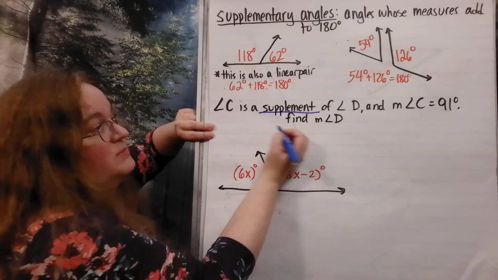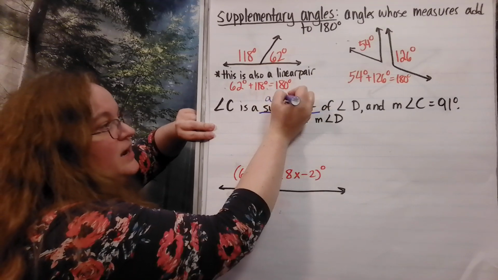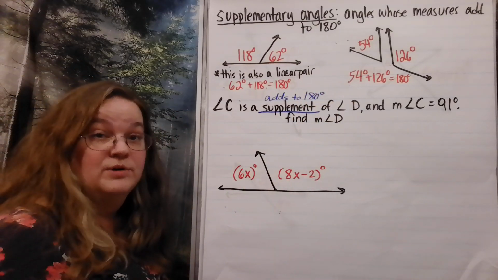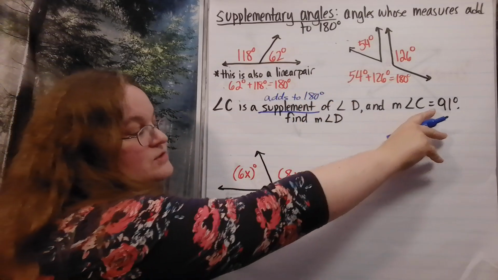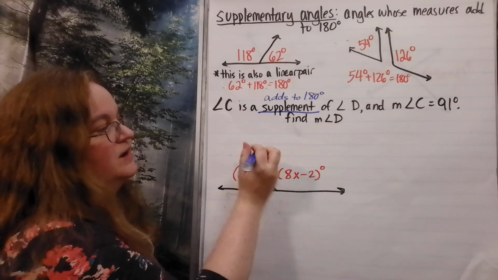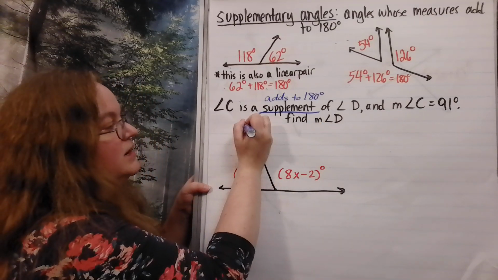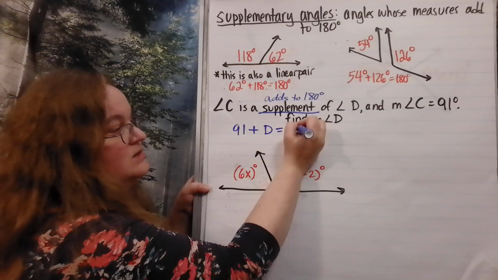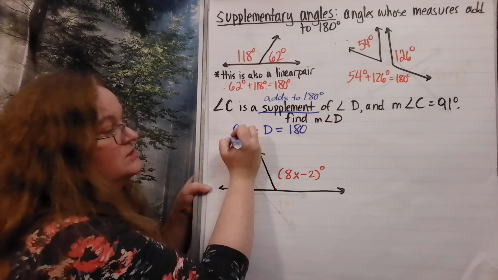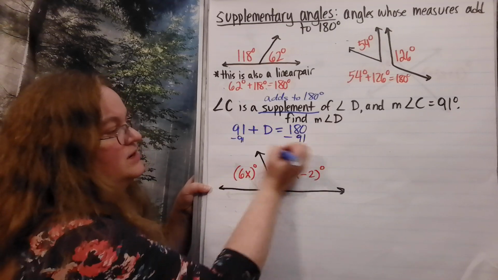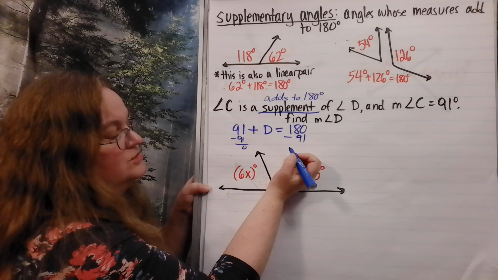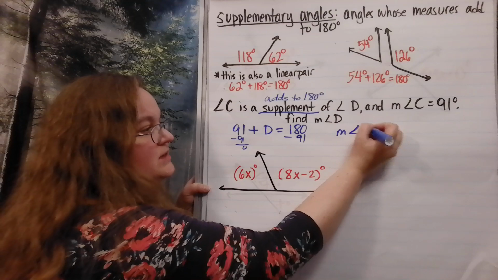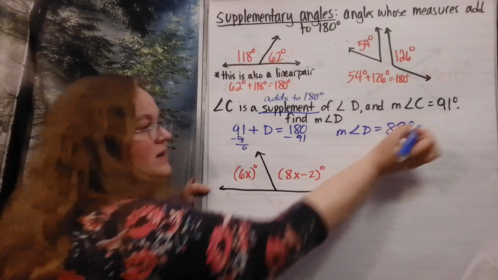When you see supplement, that means it adds to 180 degrees. So that's your key word in that particular problem. It gives you the measure of C, and you have to find angle D. So 91 plus whatever D is has to equal 180 degrees. When you subtract 91 from both sides, you should get 89. So the measure of angle D is 89 degrees.